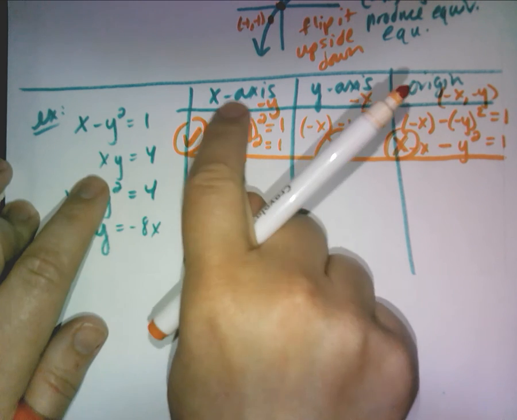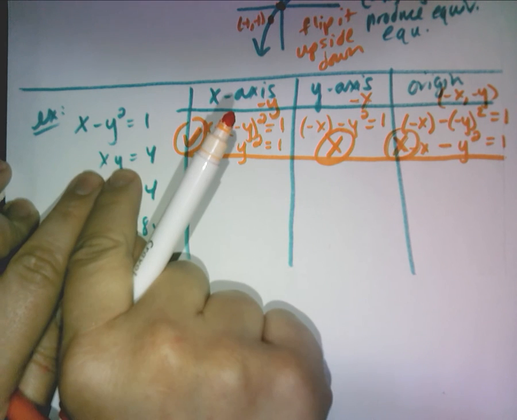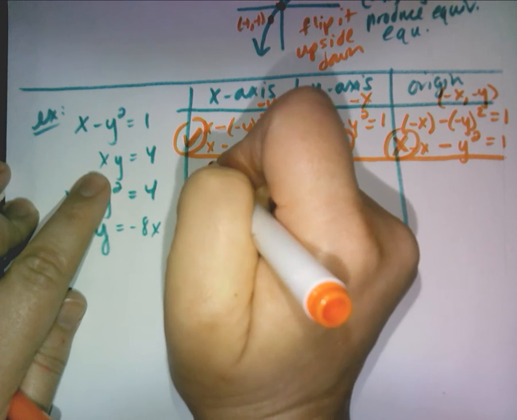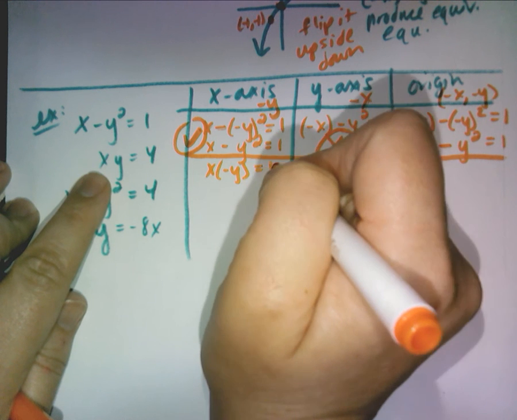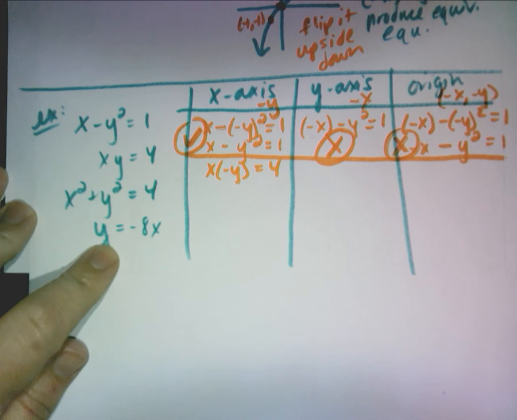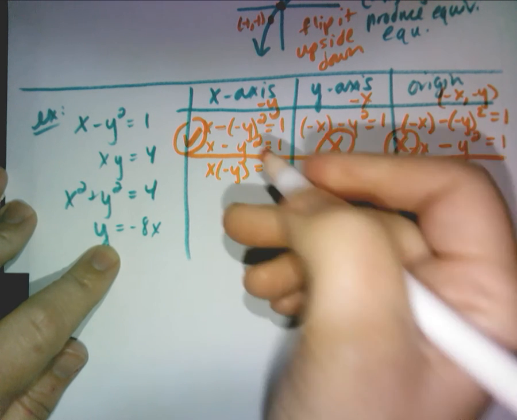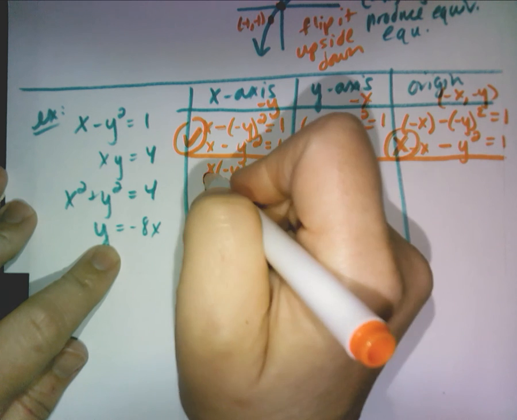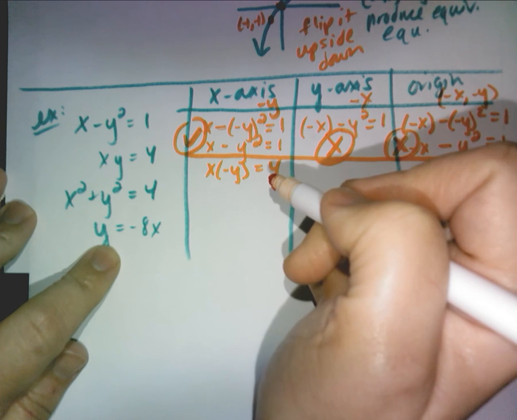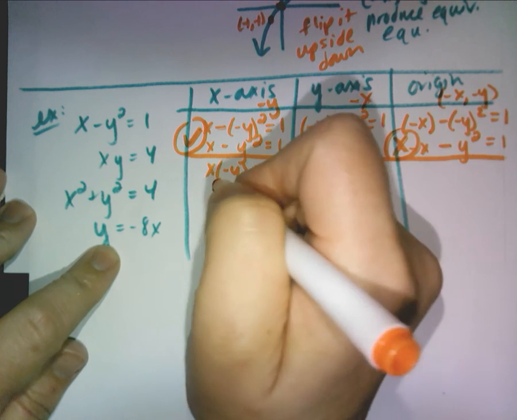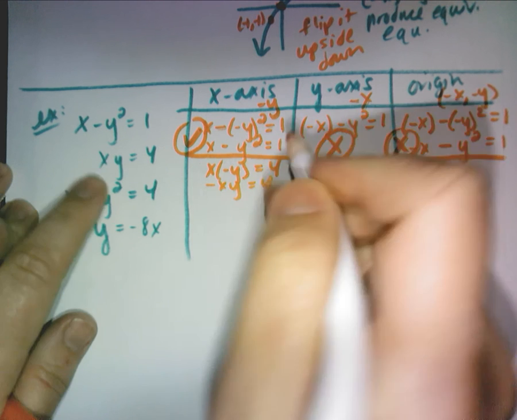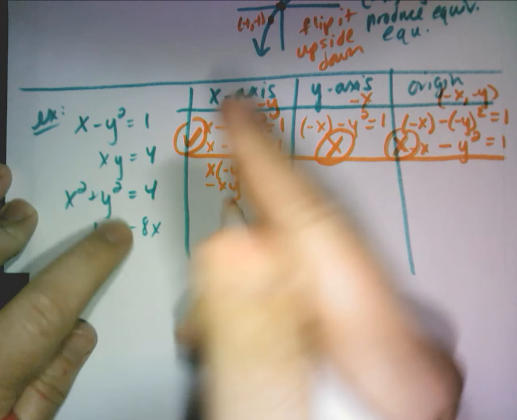Let's do it again. X-axis symmetry. Plug in a negative y. x times negative y equals 4. Simplify that for me. What do you get out? Negative xy. Is that the same as this?